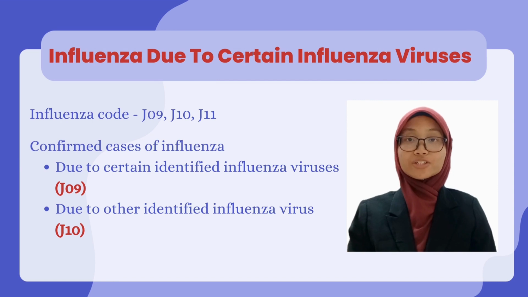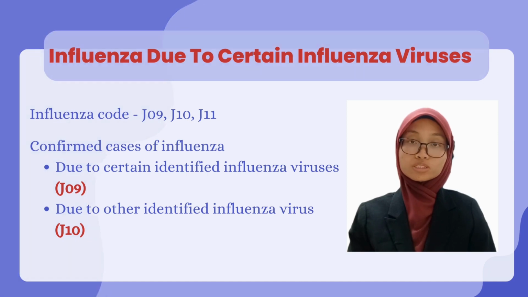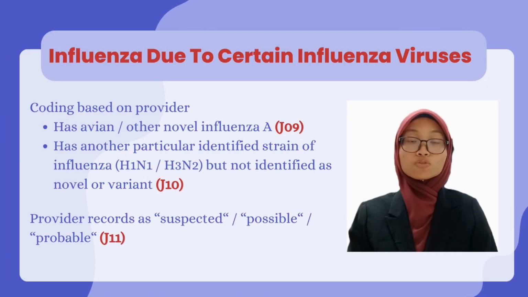Influenza can be coded for J09, J10, and J11. J09 is used for influenza caused by certain identified viruses like avian flu or other novel influenza A viruses, while J10 is for influenza caused by other identified viruses like H1N1 or H3N2, which are not considered novel or variant. It is important to note that these codes are only for confirmed cases of influenza. However, confirmed doesn't always mean needing positive lab testing. We can use these codes based on the doctor's diagnosis.